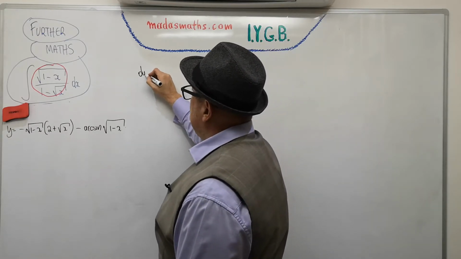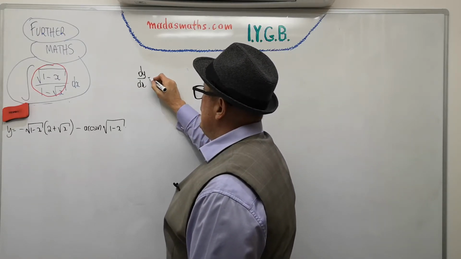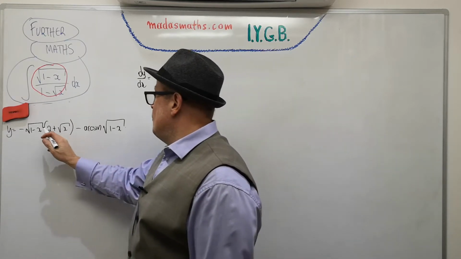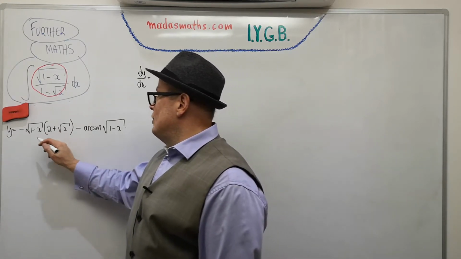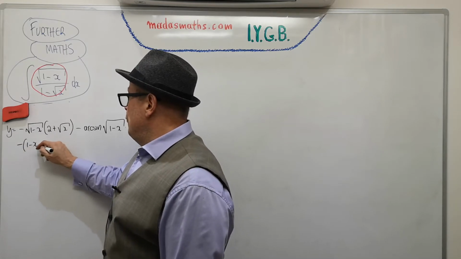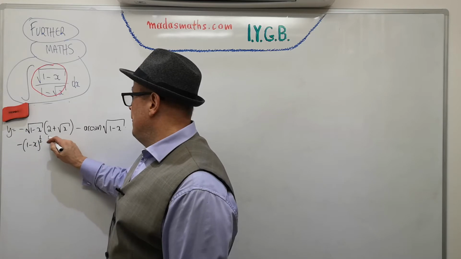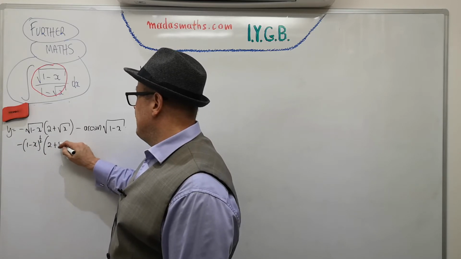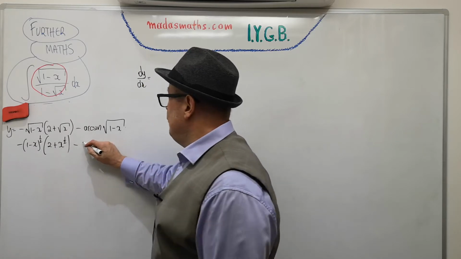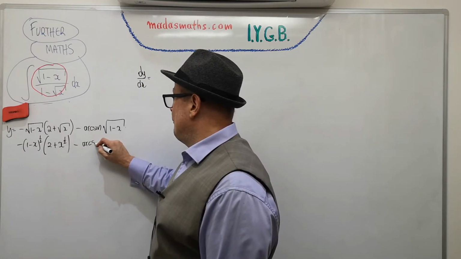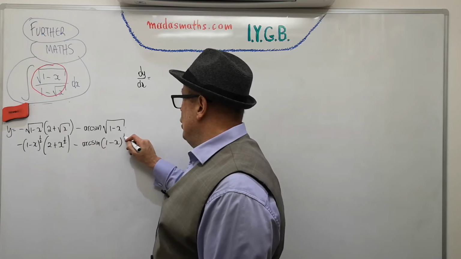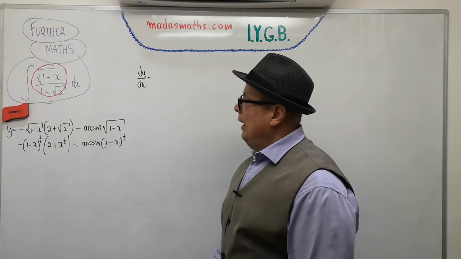So dy by dx is equal to, it might be worth putting up there, write this perhaps all in index notation. So minus 1 minus x to the power of a half, multiplying 2 plus x to the power of a half, minus the arc sine of 1 minus x to the power of a half.